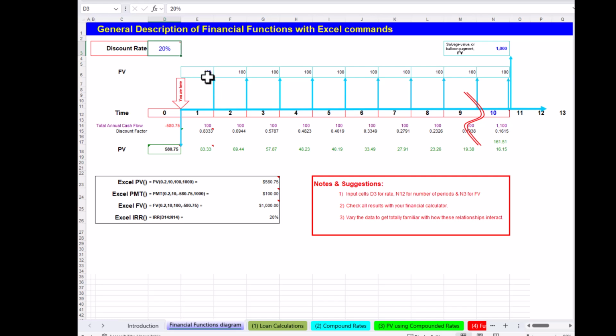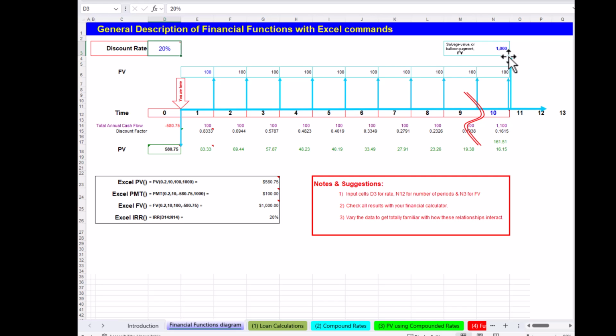There's another receipt of the same amount happening at the end of year 2, and so on, years 3, 4, and so on up to year 10. In year 10, it's considered that there is a notional sale, that the property in this case might be sold, and the value here we have is $1,000.